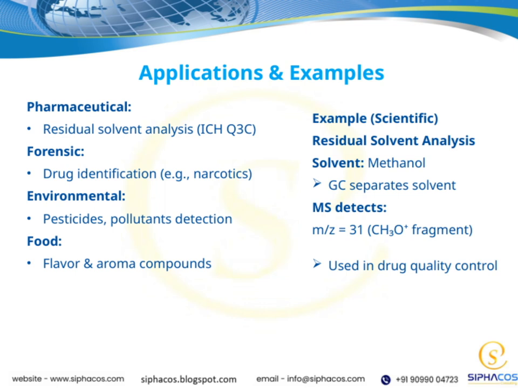Moving beyond pharmaceuticals, residual solvent analysis has broader applications. In forensic science, it helps in drug identification, such as confirming narcotics. In environmental monitoring, it's used to detect pesticides and pollutants. And in the food industry, it assists in analyzing flavor and aroma compounds. So, as you can see, this analytical approach is versatile and critical across various fields, helping us ensure safety, compliance, and quality in many different products and environments.